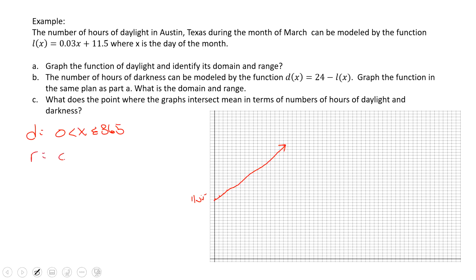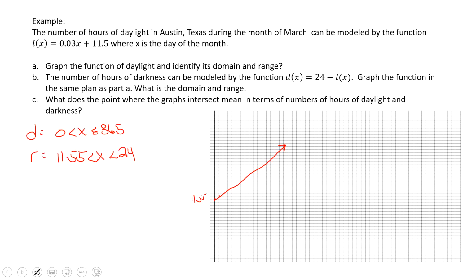Range again is going to be 11.55, because that's the number of hours, the y-intercept kind of. So it's 11.55 less than y. I want to say less than 24 because the best they can do is have 24 hours of sunlight. I don't know how high we go, but it can't be any more than 24.